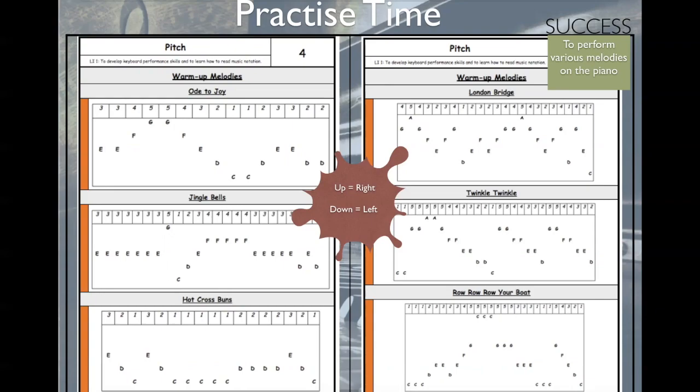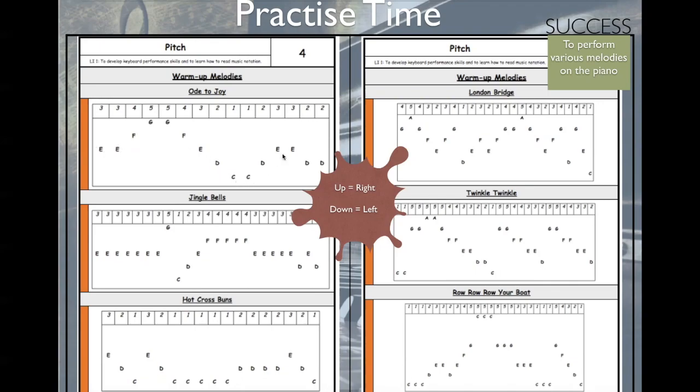Now, a challenge task for you is to not only play it once, but try and play it four times with a steady pulse. Da, da, da, da, da, da, da, da. Quite low for me. Da, da, da, da, da, da, da. I obviously chose too low of a key right there for my own voice. Sorry if that sounded shocking, but the aim is trying to play to a steady pulse.